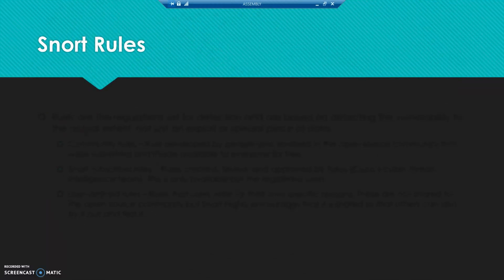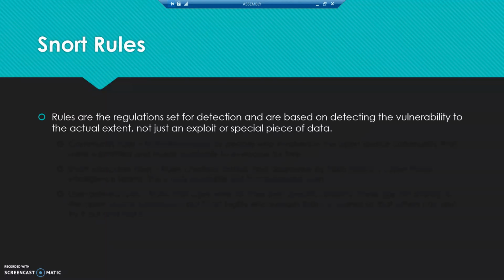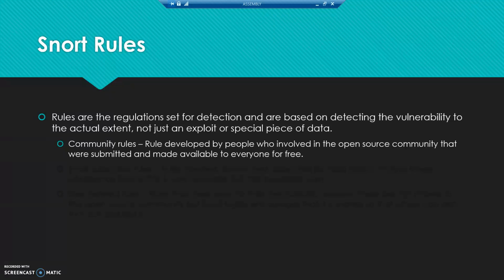So what are Snort rules? Snort rules are the regulations set for detection and are based on detecting a vulnerability to actual extent, so not just an exploit or a special piece of data. Some of the rules include community rules, which are rules developed by people who are involved in the open source community that they have. These people submit their rules, they share them, and they're made available to everyone for free because, of course, this is free and open source, and you want everybody to be able to use it.